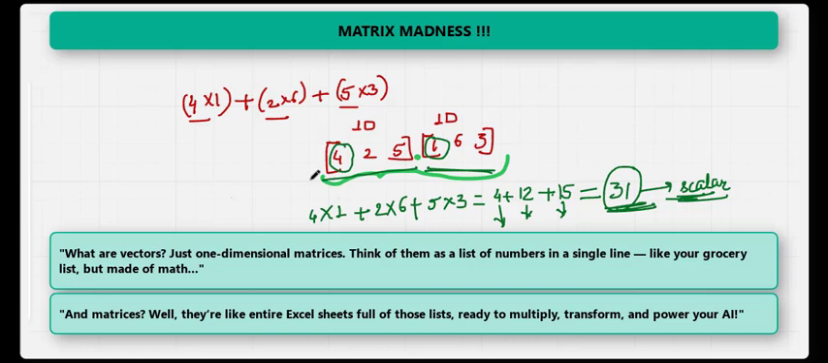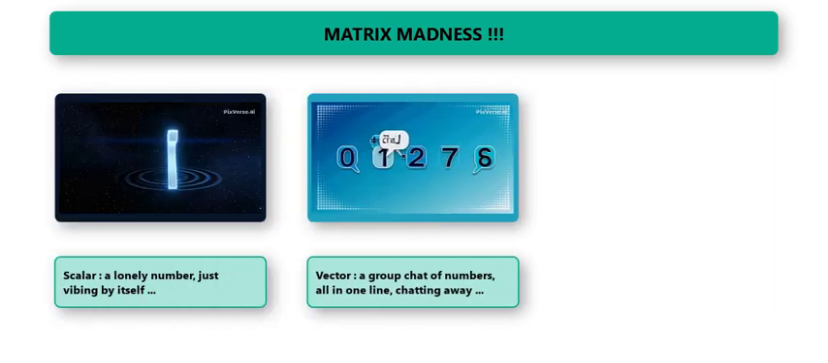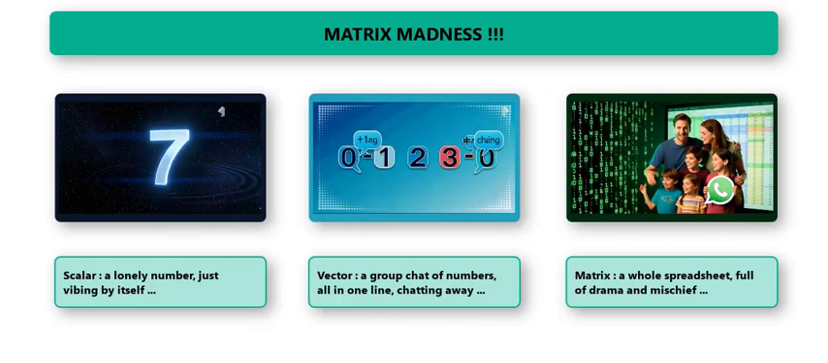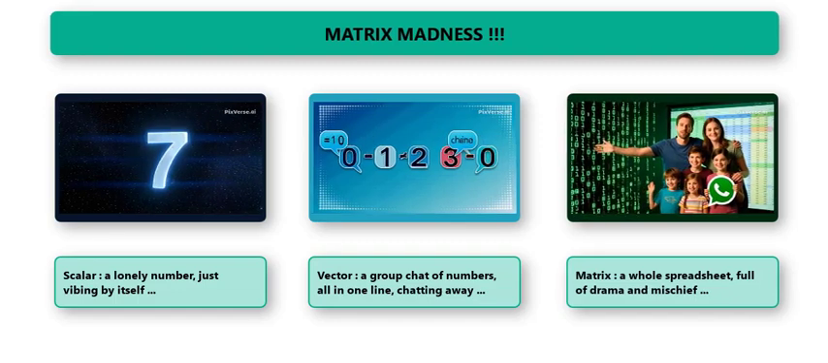So far, we have danced with the dot products and now it's time for real drama. Matrices with multiple rows and multiple columns. Yep, they are no longer cute little number list. They have evolved. They have entered the villain arc. Think of scalar as a lonely number just vibing by itself. A vector is a group chat of numbers all in one line chatting away. And a matrix? Oh, it's a whole spreadsheet full of drama and mischief, like your cousin's WhatsApp family group.